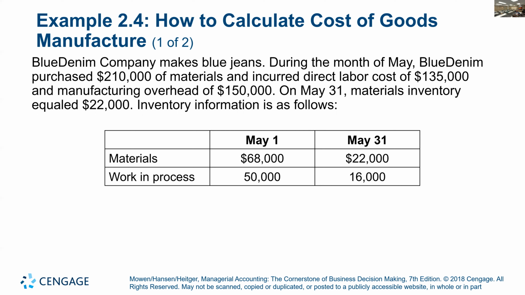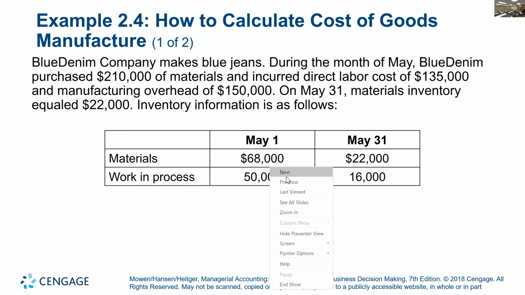It is the same basic cost of goods sold formula that we used when we did inventory in Accounting 1. So here we have some information. We made blue jeans during the month. We purchased the materials. We had direct labor cost of $135 and manufacturing of $150. Materials inventory equaled $22,000. It's given us the same thing as before, so we already know how much direct materials we used, right?